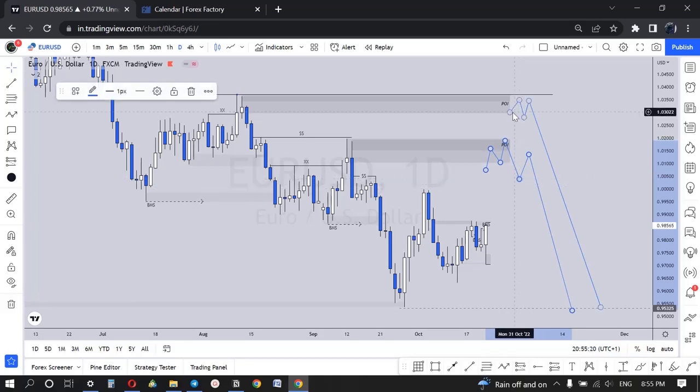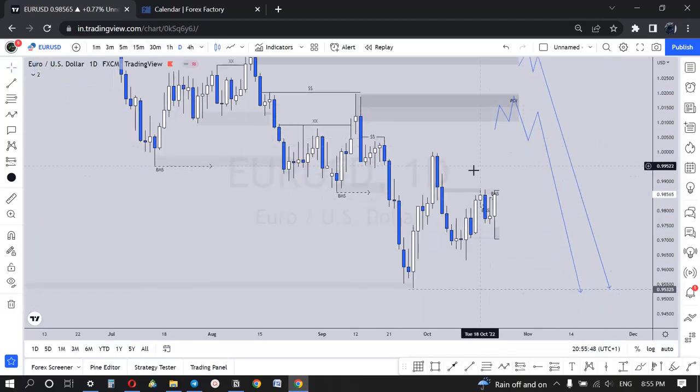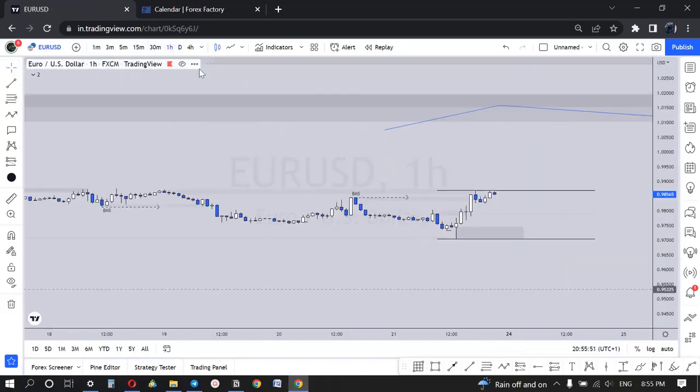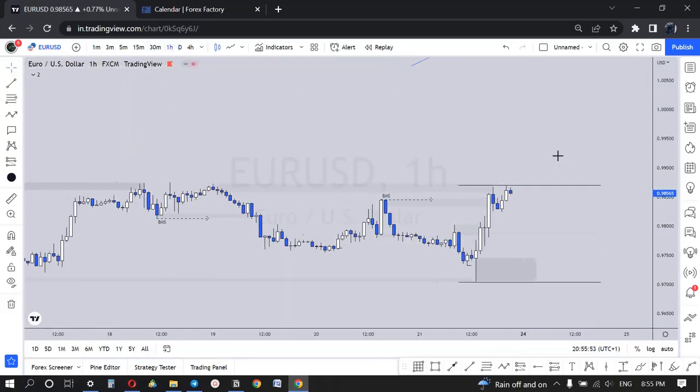The only area where I will look at going aggressively is this zone, but before going aggressively towards this zone, I would love to see the kind of reaction, the kind of momentum that is coming in as price is approaching my points of interest. So let's move down to the 1 hour time frame, so that I can show you guys what I'm looking for in the coming week.